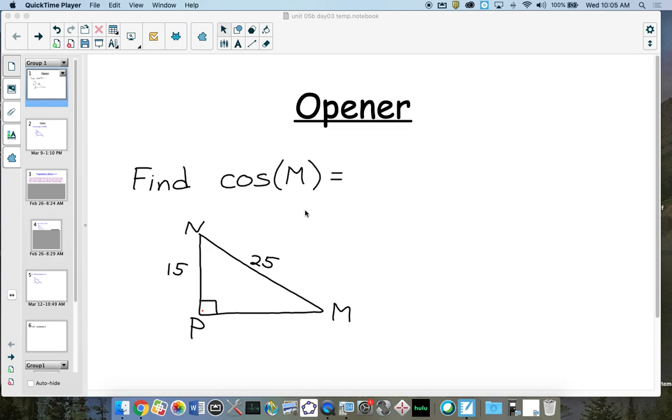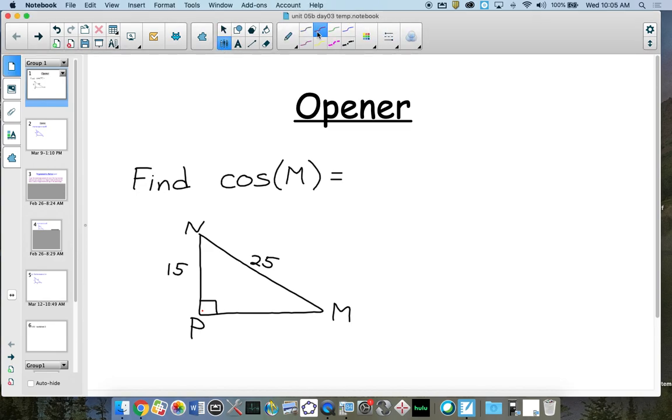Now, what we've learned is, first of all, let's mark the angle that we're dealing with. So we're dealing with angle M, and the cosine, from what we remember, SOH CAH TOA, the cosine is the adjacent over the hypotenuse. So if I label my sides, this is the opposite side, this is the hypotenuse, and this is the adjacent. So the cosine of angle M is going to be adjacent over hypotenuse.